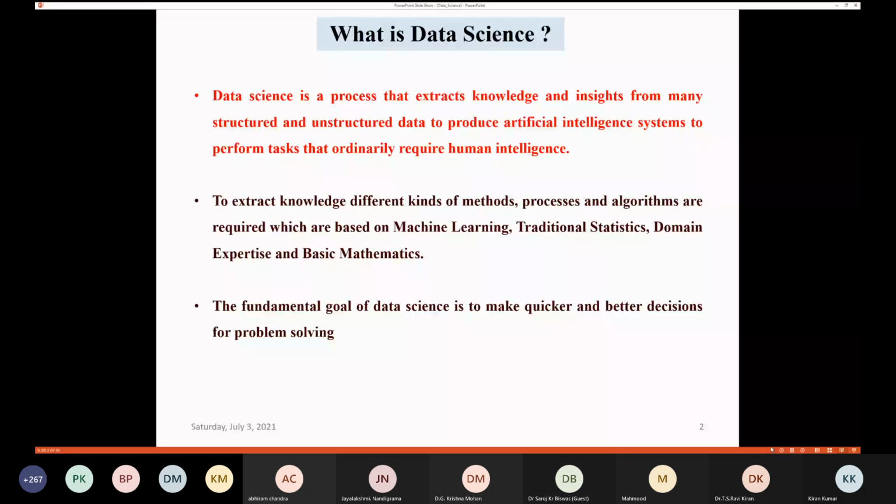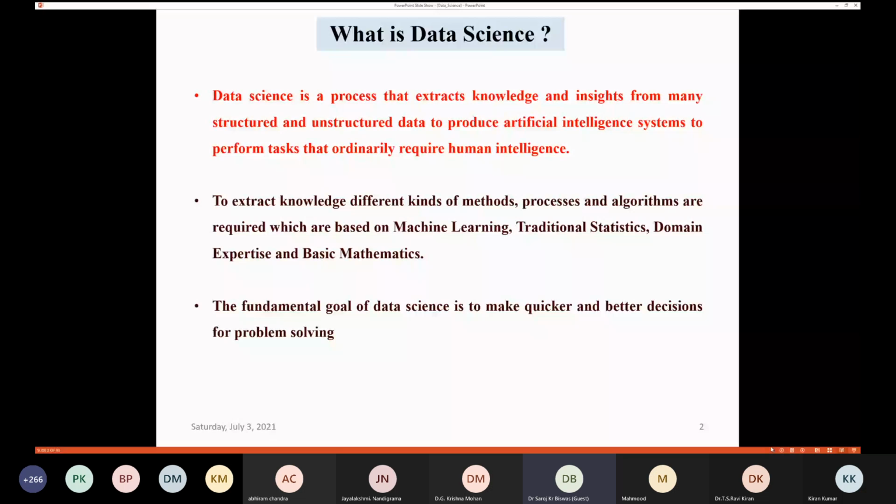Now, one question will come to your mind: what is the fundamental goal of data science? The fundamental goal of data science is to make quicker and reliable decisions. Try to understand quicker. If we don't use data science and use a conventional technique instead, we can make the decision, but it can take a longer time, and the solution may not be reliable. But whenever we use data science, we can make decisions quicker, and the conclusions we make are reliable. For that reason, we are looking to data science.